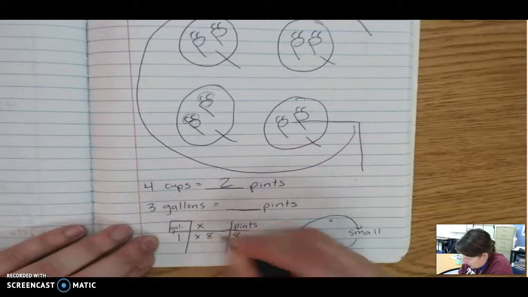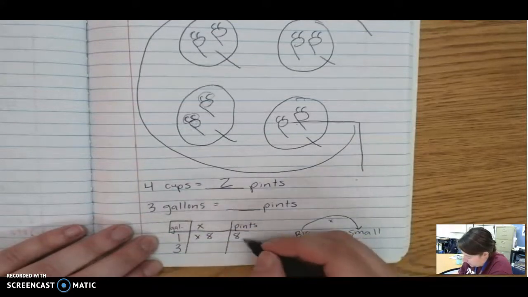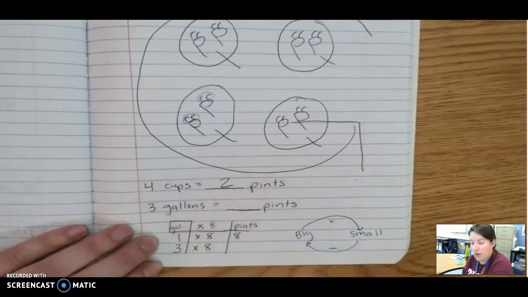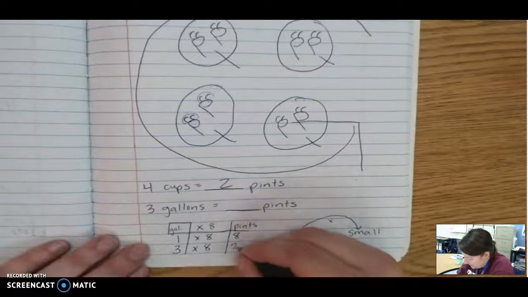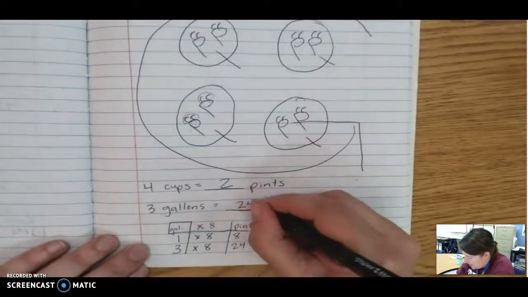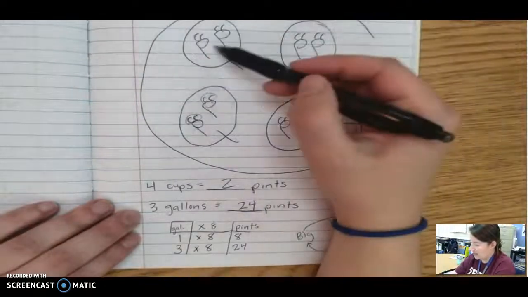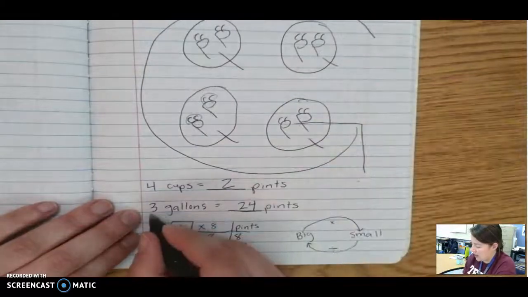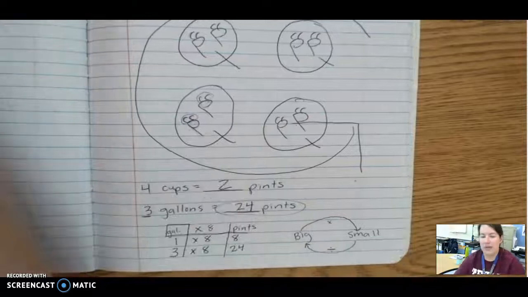So I'm going to times everything by 8. So 3 gallons would be how many pints? Let's multiply. 3 times 8 is how many? 24. You're right. So it would be the same as 24 pints. Because in this 1 gallon, how many pints did we have? 1, 2, 3, 4, 5, 6, 7, 8. But I need to know how many there are in 3. 8 times 3 is 24 pints.